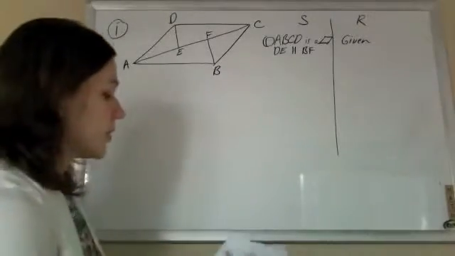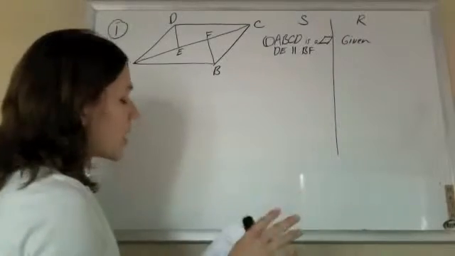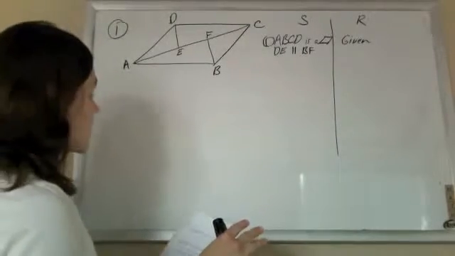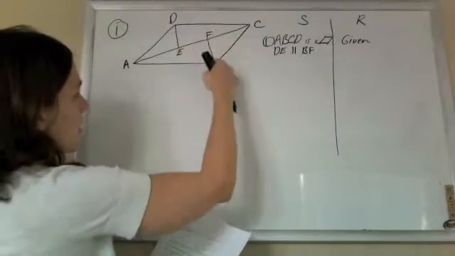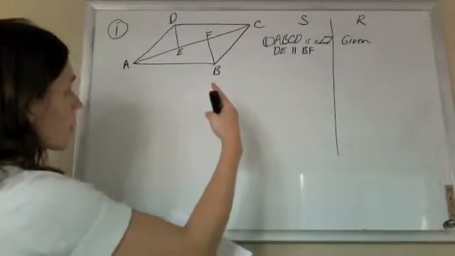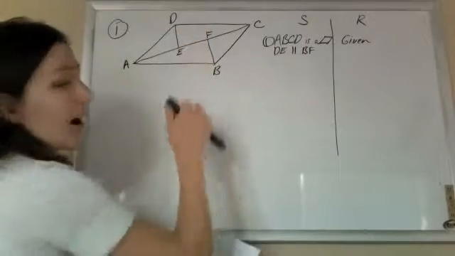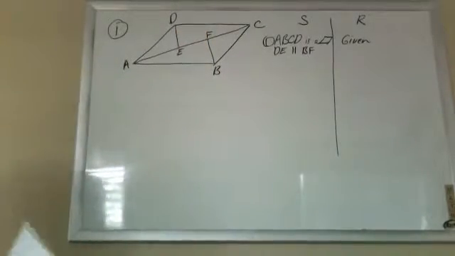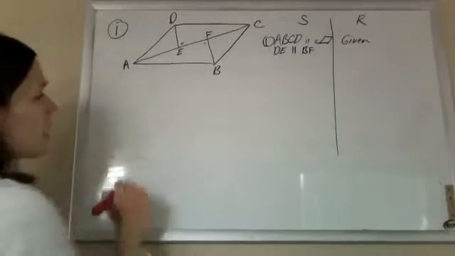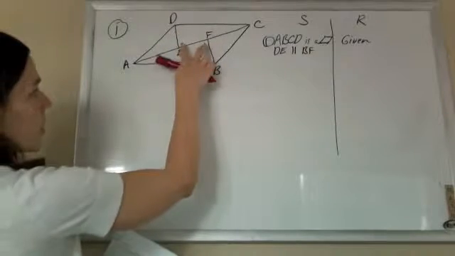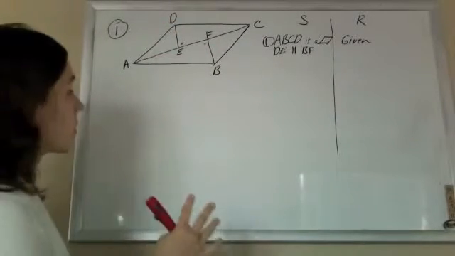So the first thing I do when I start a proof, I don't start writing anything, maybe except for the given, but I want to figure out where I'm going first. If I want to prove that DE is parallel to BF, the only way I know to prove things are parallel is maybe I can find some angles. I would love to know if these two angles were congruent, then those are alternate interior angles, and so those lines would be parallel, and that would be wonderful.